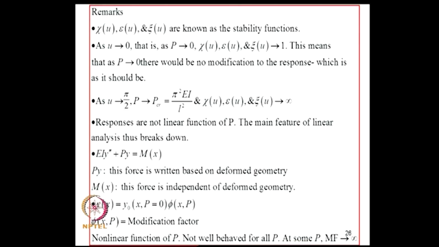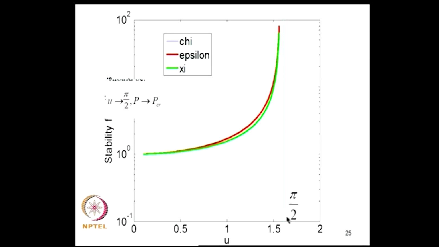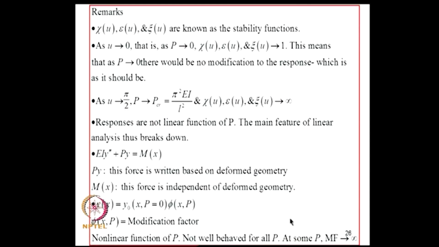As u goes to pi by 2, P goes to P critical, and these functions tend to infinity. That means these functions go to infinity as u goes to pi by 2. Now, the responses are not linear functions of P here, because u is a nonlinear function of P, obviously responses are nonlinear functions of u. The main feature of linear analysis thus breaks down.